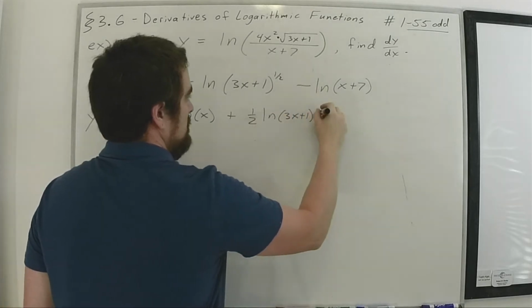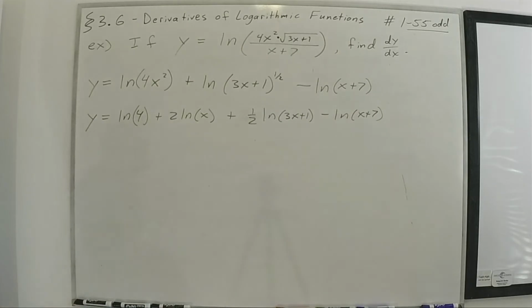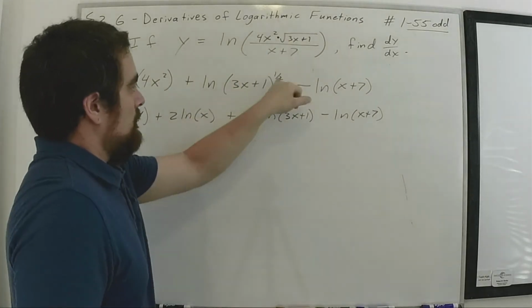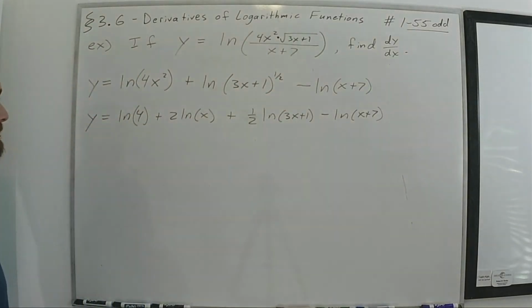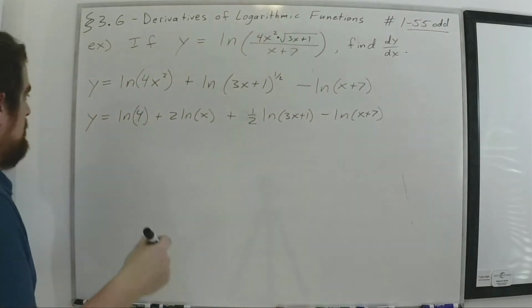It doesn't have to be an integer power for me to do that, as long as it's a power, and that's what a square root is. It's just a square root, so it's a 1/2 power. Now everything is as expanded out as I can get it, so I'm going to go ahead and go for y prime.